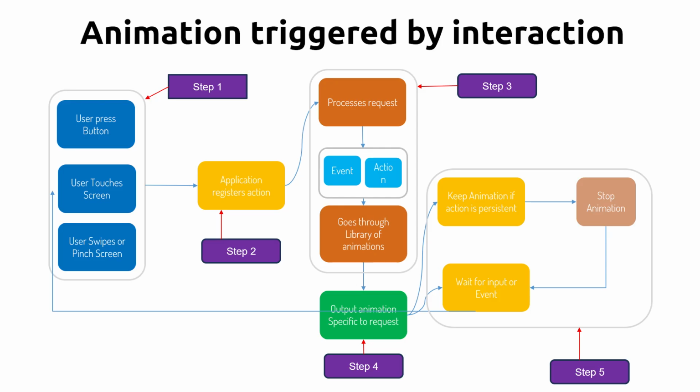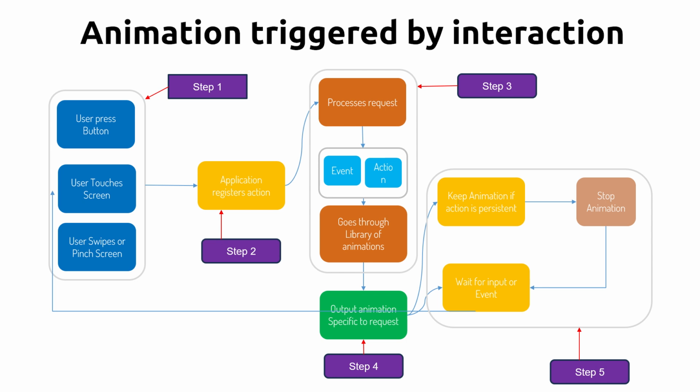The diagram represents a process where animations in an XR application are triggered by user interactions. Step 1. User interaction. Triggering input, the user interacts with the application via pressing a button, clicking or tapping a physical or virtual button, touching the screen, a simple tap input on a touch screen, swiping or pinching the screen, gesture-based inputs like swiping to navigate or pinching to zoom. These actions are the starting points that initiate the animation system.